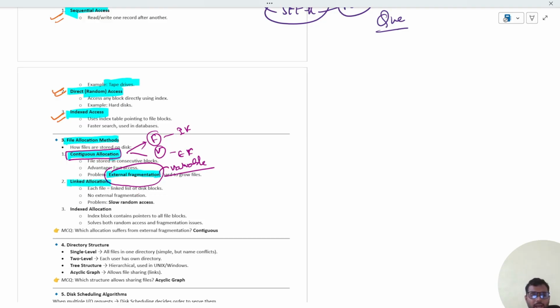There could be contiguous allocation, and there could be linked allocation. In contiguous allocation, the problem is external fragmentation. In linked allocation, there is another problem, that is slow random access. To solve this, so that you have no external fragmentation and also no slow random access, we use indexed allocation. Indexed allocation solves both the slow random access and the fragmentation issue. So which allocation suffers from external fragmentation? That is contiguous.